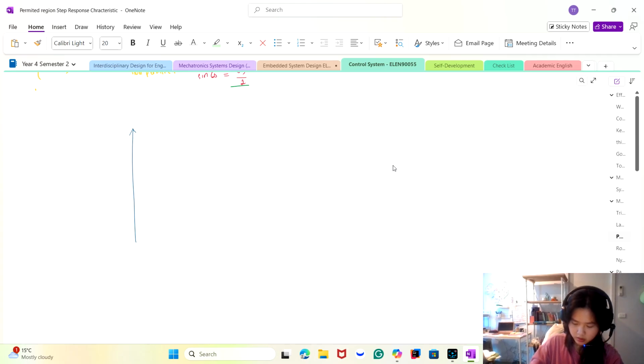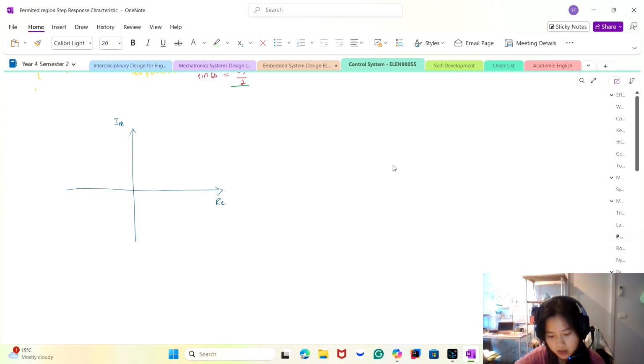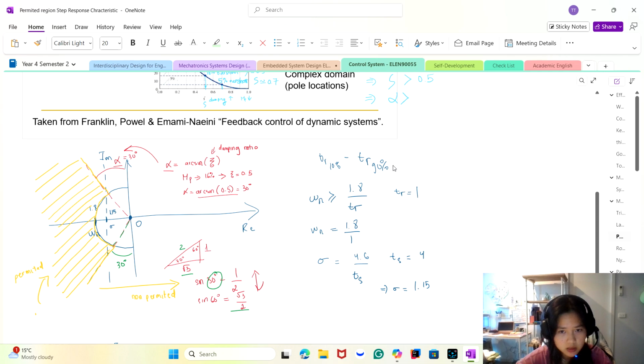We're gonna draw it on the complex plane. So in this task I will focus on the stable system, where all of your poles are gonna be placed on the left hand side of the plane, because if there are positive real values in your poles, the system is gonna be unstable. So our permitted region is gonna be on this side of the plane.